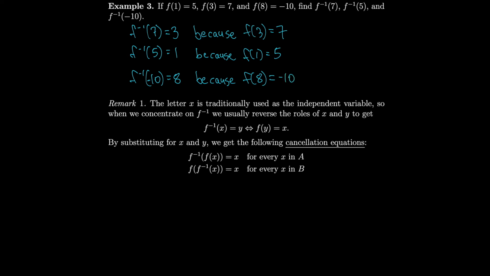Okay, the letter x is traditionally used as the independent variable. So when we concentrate on f inverse, we usually reverse the roles of x and y to get f inverse of x equals y if and only if f of y equals x. So this can be a little bit confusing, but the idea is that when we have a function, we plug in an x value, we get out a y value. When we use the inverse, we look at y values and we get back x values.